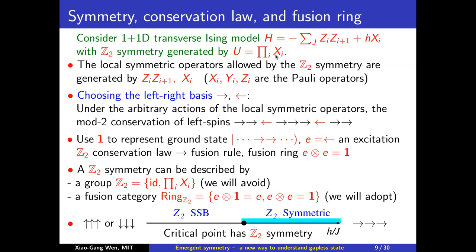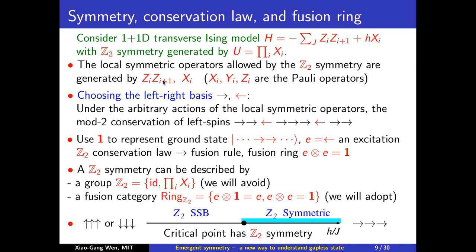With this Z2 symmetry, a very, very important concept is the so-called local symmetric operator. Operators like a single X or ZZ are invariant under this symmetry. So those are operators respecting the symmetry. That means the Hamiltonian is formed by those operators. If you probe the system without breaking the symmetry, then you only add this kind of operator to probe the system as a perturbation.